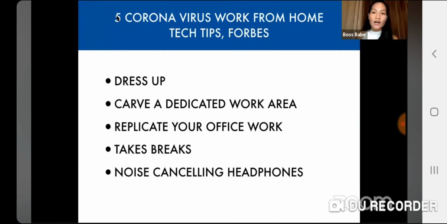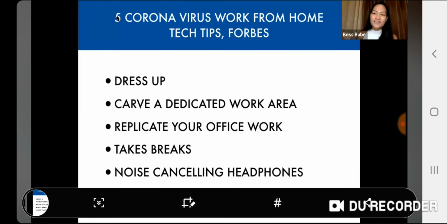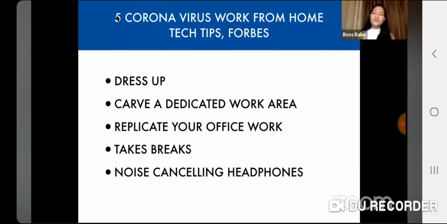All right, so I got this from Forbes, 5 coronavirus work from home tech tips. Number 1 is to dress up. I'm sure nagzo-zoom kayo with your own groups and with your own meetings, but I do hope you don't come in sando and you don't come in duster, or I hope you don't come in your sleeping clothes. I mean, it's cute, but that's not really the best way to set the mood for productivity and for work, right? So ako, I'm dressed up really for this 7 o'clock. I also had a 2 o'clock online meeting. I also dressed up for that, okay? So if you want to wear boxers underneath, it's fine. Basta yung upper mo, you really set the mood for work.